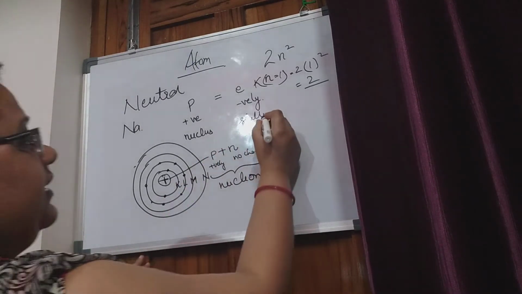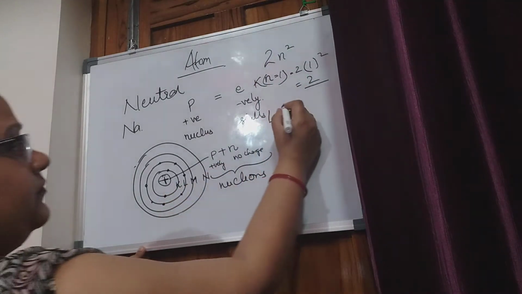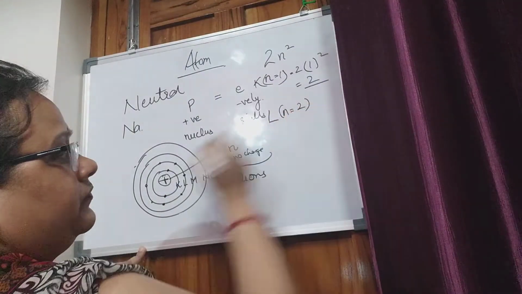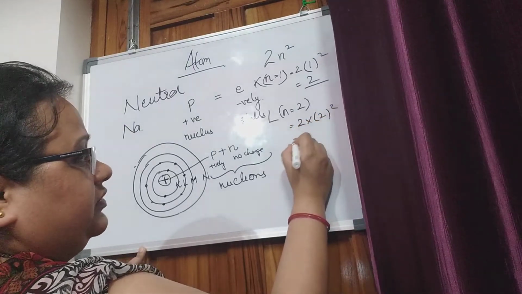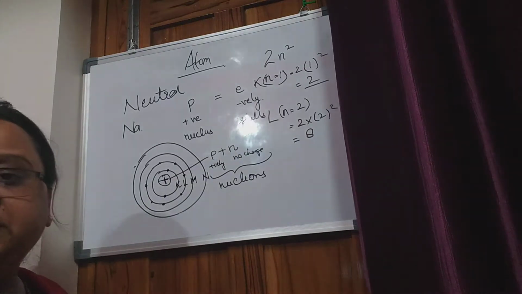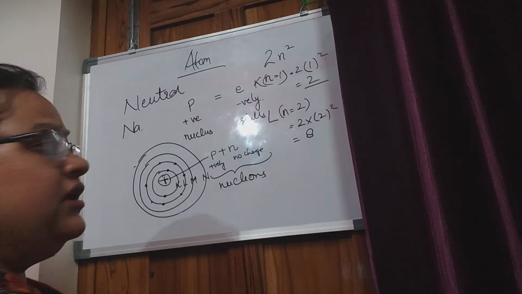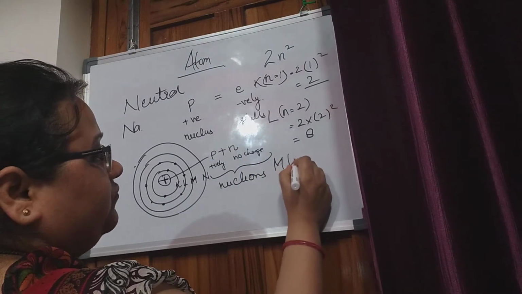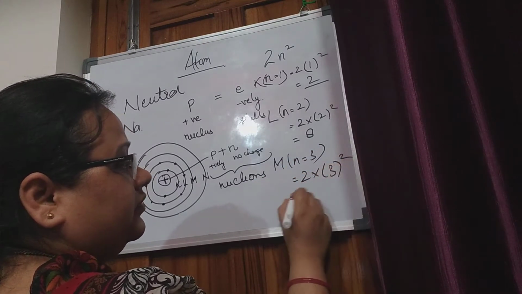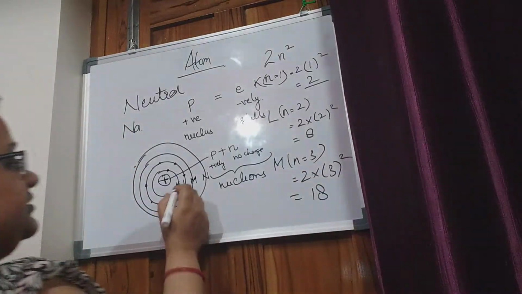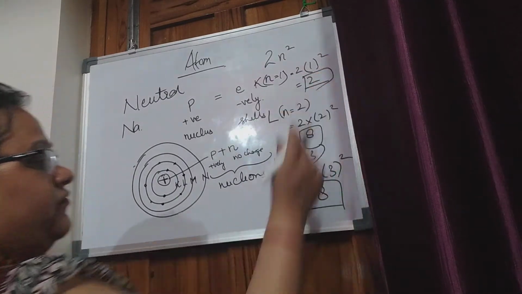Now the L shell. For the L shell, the value of n, see, it is the second shell here, so the value of n is 2. It means 2 into 2 square. 2 2s are 4, 2 4s are 8. It means this L shell, this second shell, can have a maximum of 8 electrons in it. Now the M shell, for M, n equals 3. It means 2 into 3 square. 3 3s are 9, 2 9s are 18. This M shell can have a maximum of 18 electrons in it.